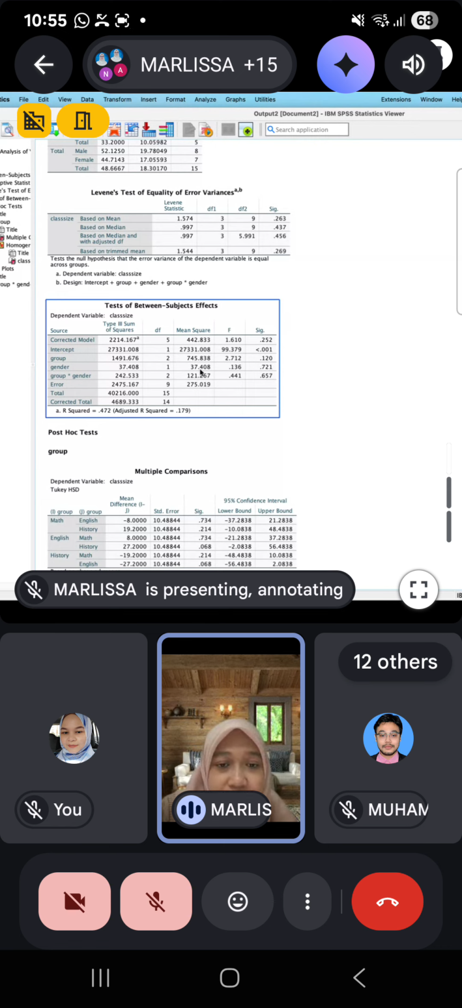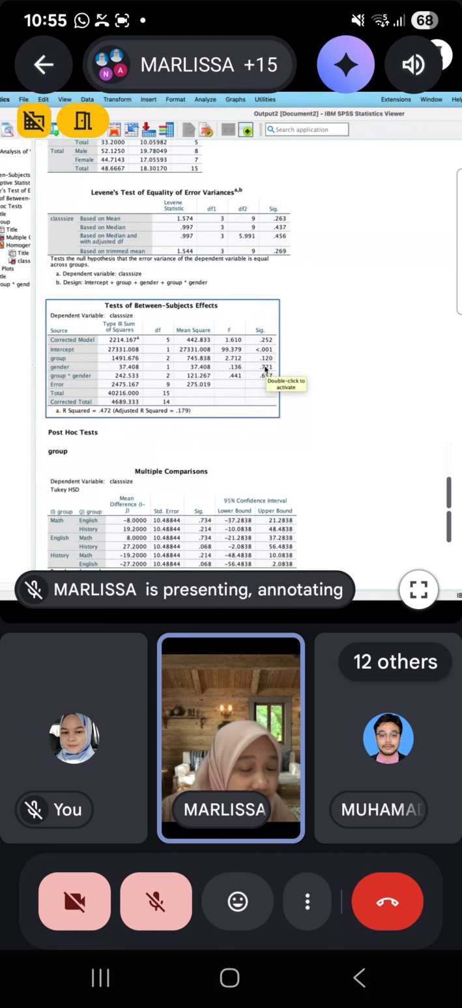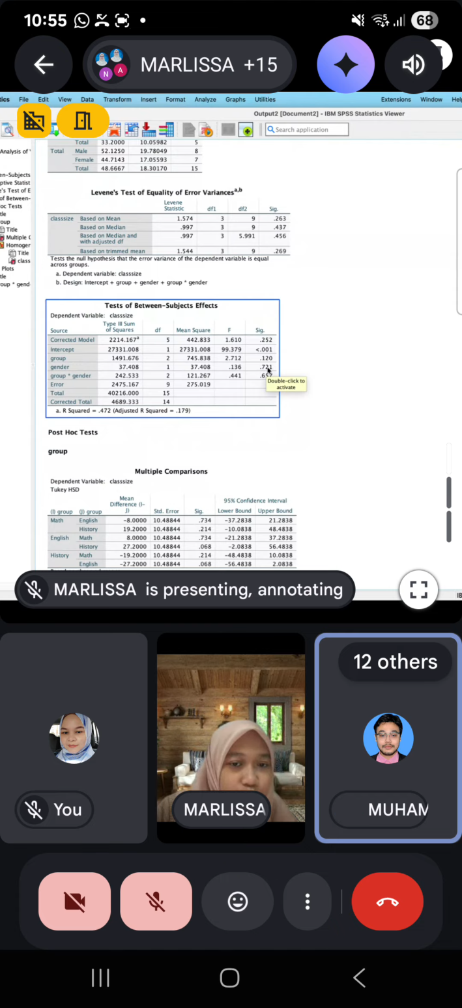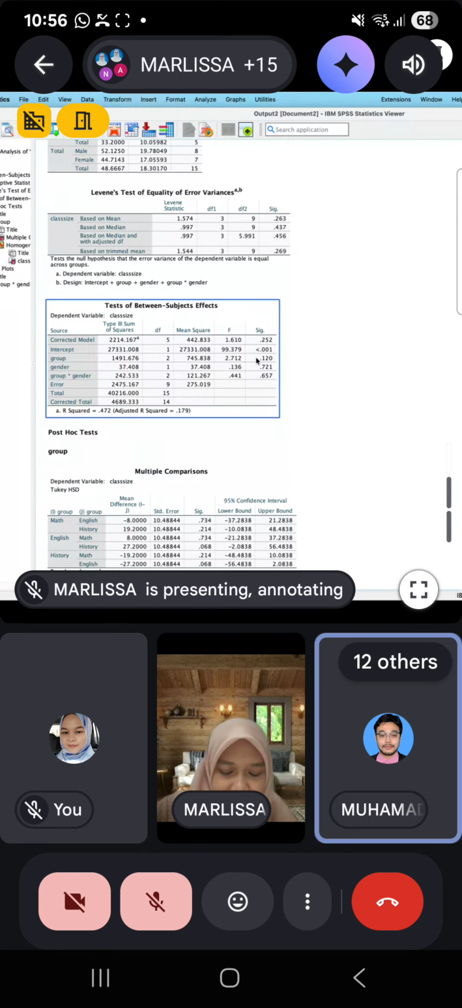Okay, you can see for gender, there is significant or there is no significant difference? There is a significant difference. Are you sure? Oh, wait. It's more than 0.05. There is no significant difference or there is significant difference?